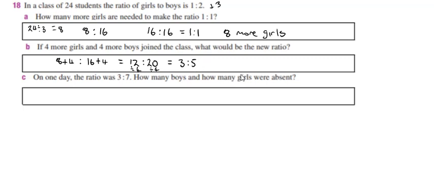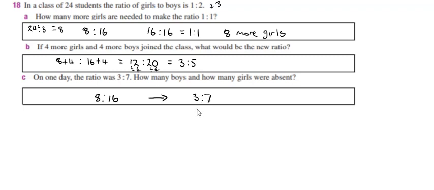Okay, part C. On one day, the ratio was 3 to 7. How many boys and how many girls were absent? Well, it starts off as being 8 to 16 if they are all here. Now, at the moment, it's 3 to 7. Now, straight away, if I do multiples of this ratio, we'll be able to see how many boys and girls would be present and absent.